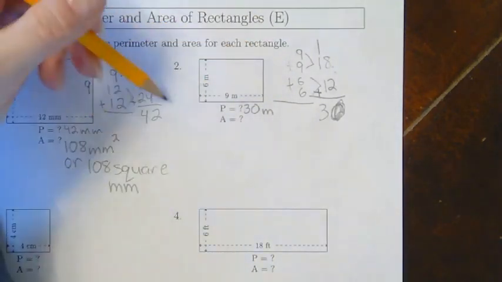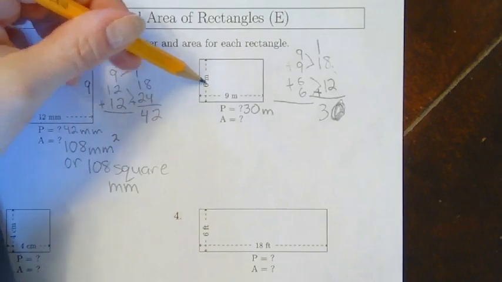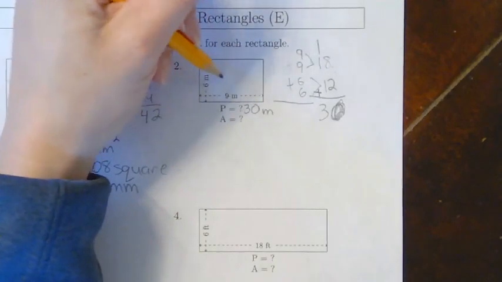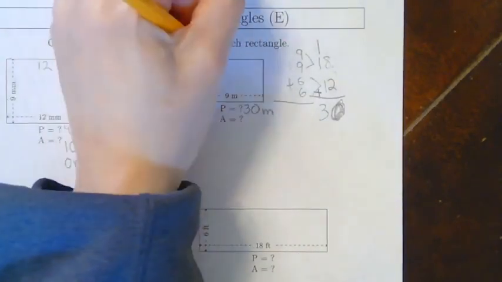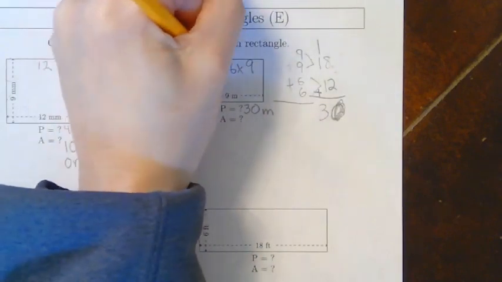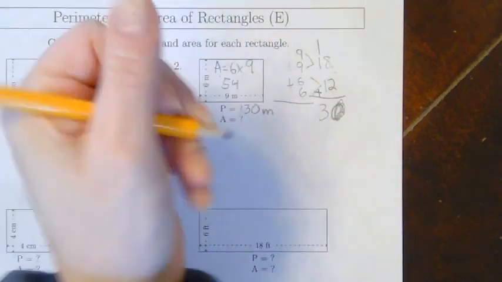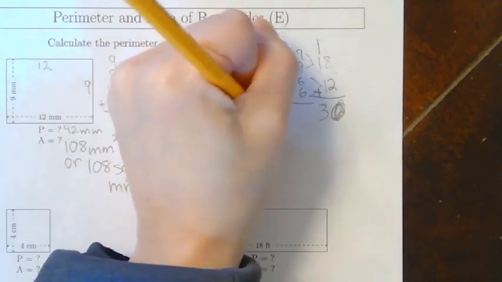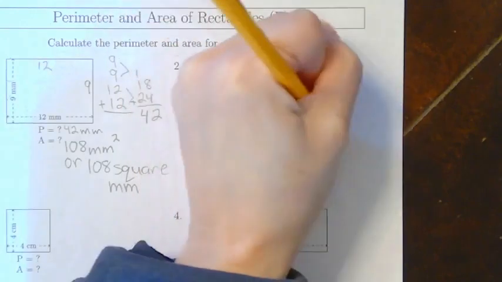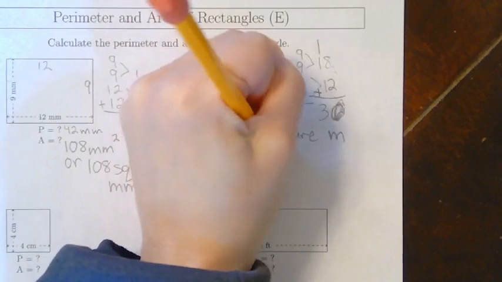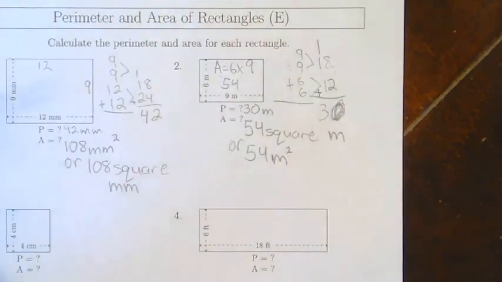Now for area, I'm going to multiply 6 times 9, because for area I want the inside. I'm going to write it right here: 6 times 9, which equals 54. So down here I'm going to write 54 square meters, or 54 m squared. That way you can see you can write it either way.